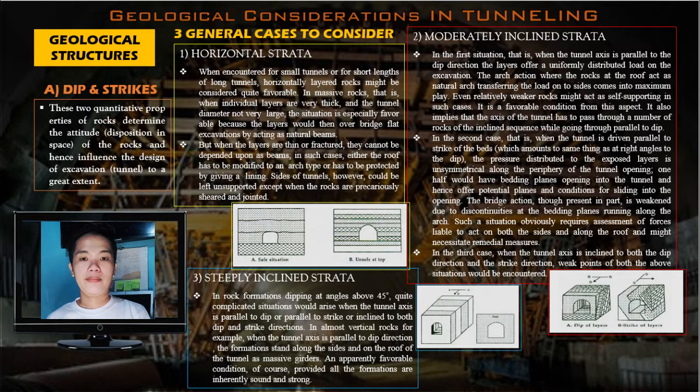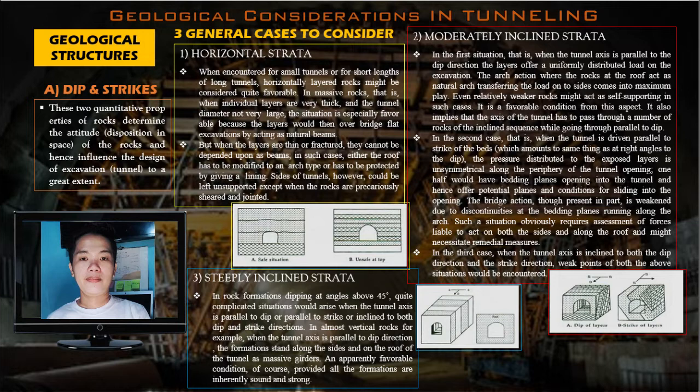Another geological consideration in tunneling involves geological structures. The first one is the dip and strike. These two quantitative properties of rocks determine the attitude of the rocks and hence influence the design of the excavation to a great extent. There are three general cases to consider for the dip and strike. The first one is the horizontal strata.